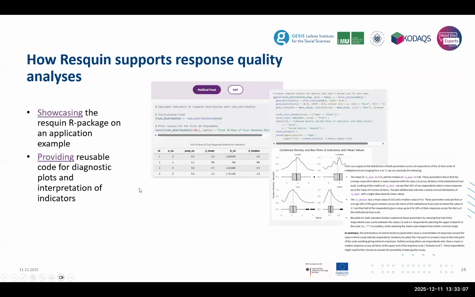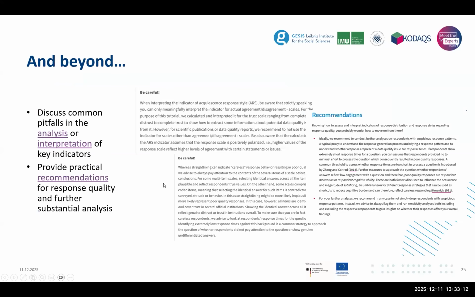So this is about the application of the Resquin tool, but beyond that, we also discuss common pitfalls in the analysis or the interpretation of key indicators. As you can see here, they are highlighted with "be careful" paragraphs. For example, we discuss how acquiescence response style should strictly speaking only be analyzed for actual agreement-disagreement scales, because otherwise you cannot meaningfully interpret it.